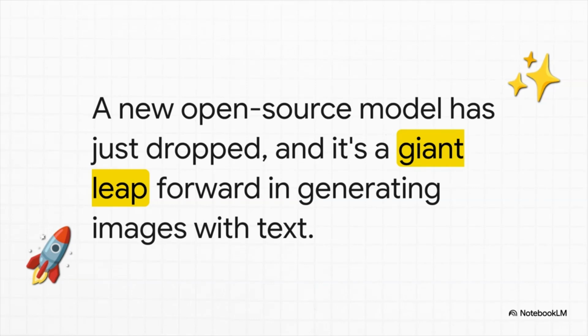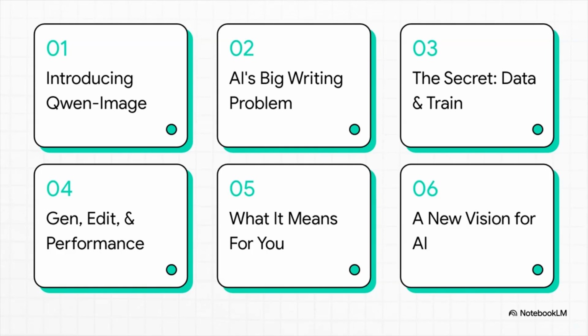So, what is all this buzz about? Well, it's a new foundation model called Qwen-Image, and its big claim to fame, its superpower, is something that has been the Achilles heel for pretty much every other model out there. It can actually write.